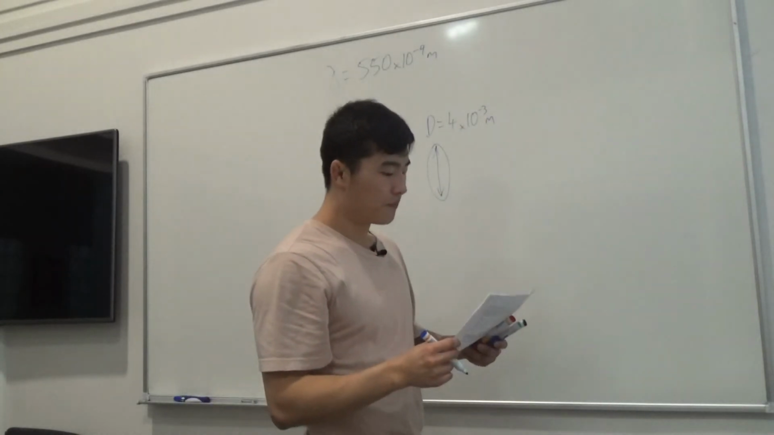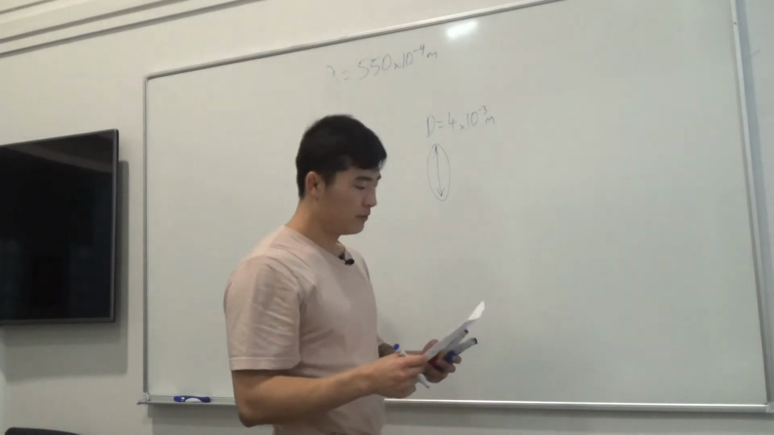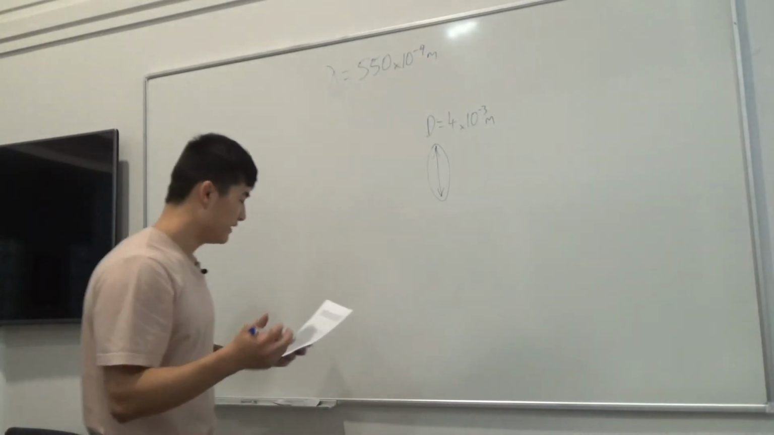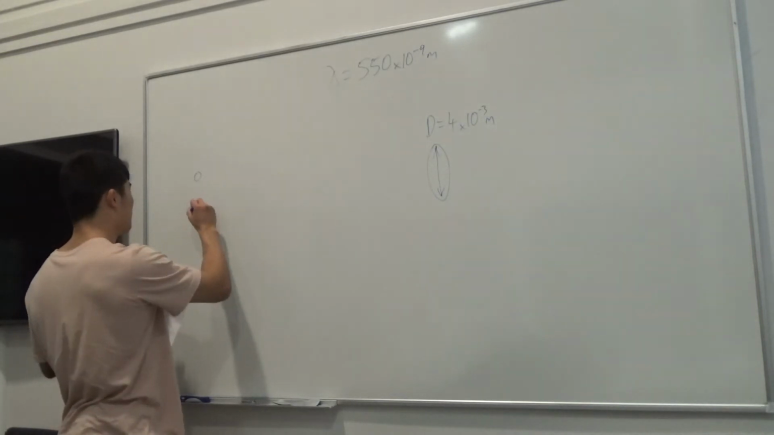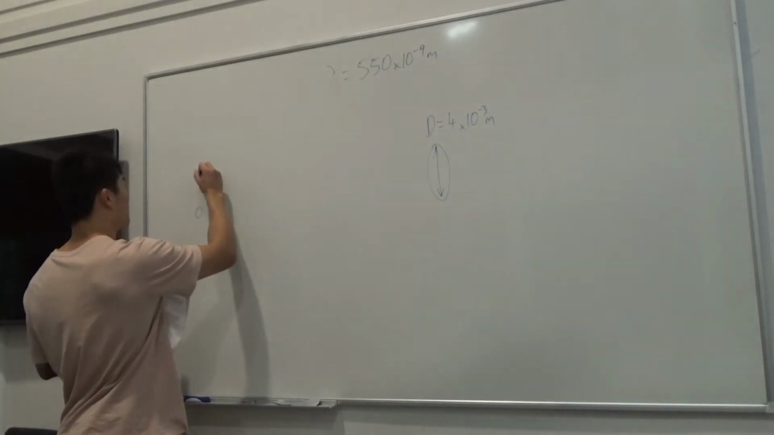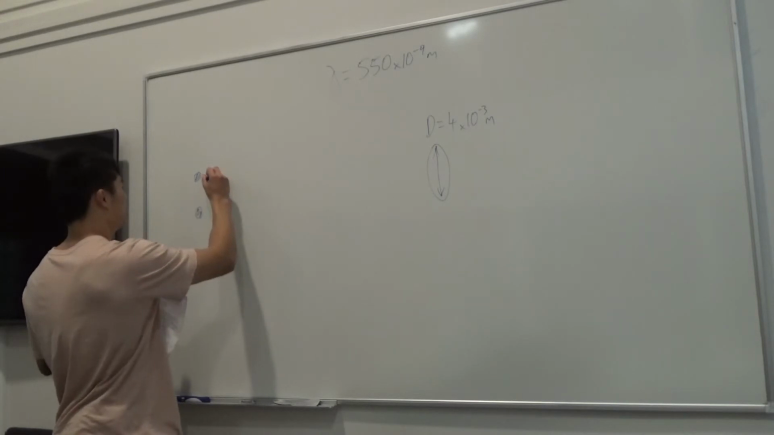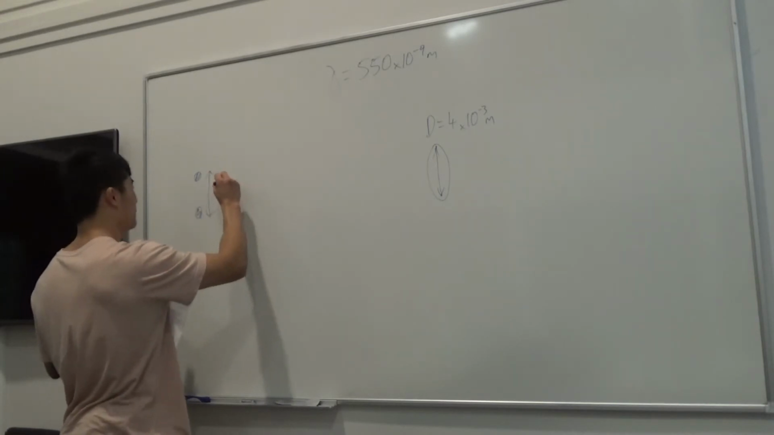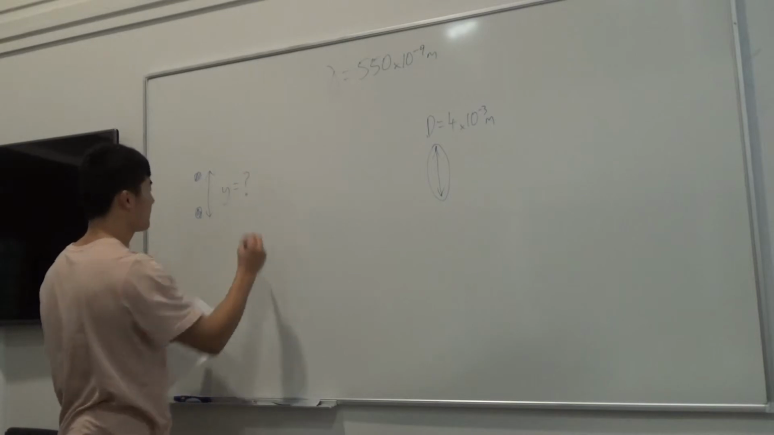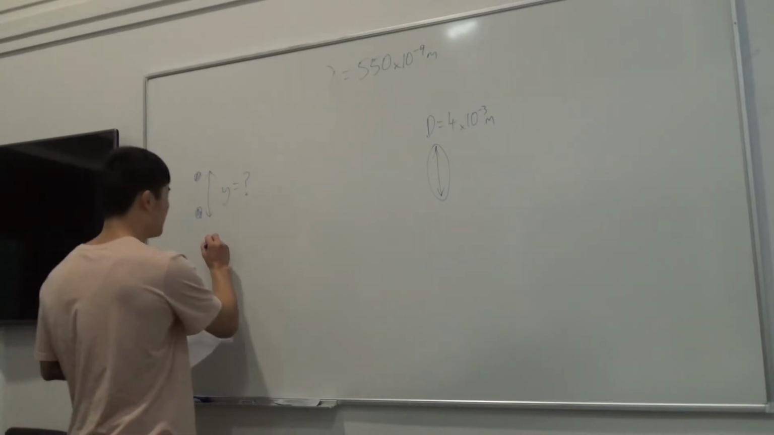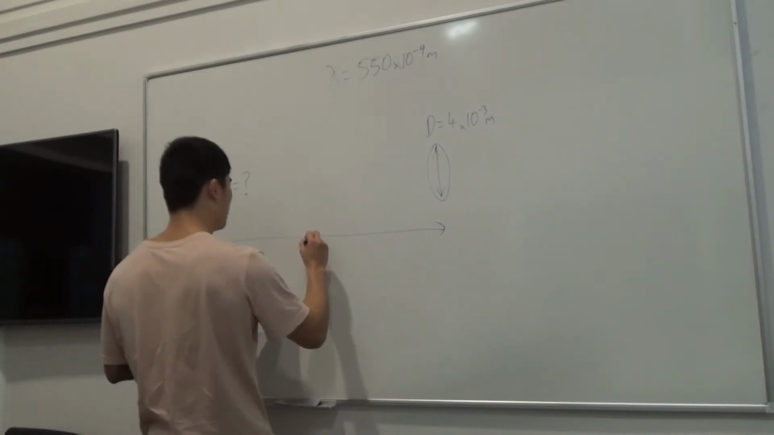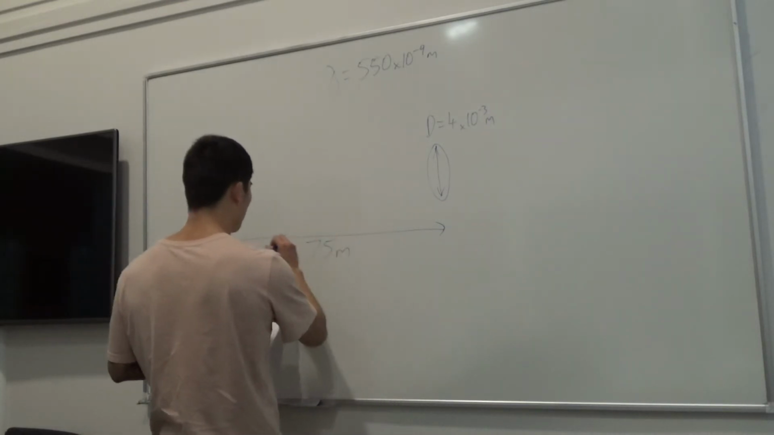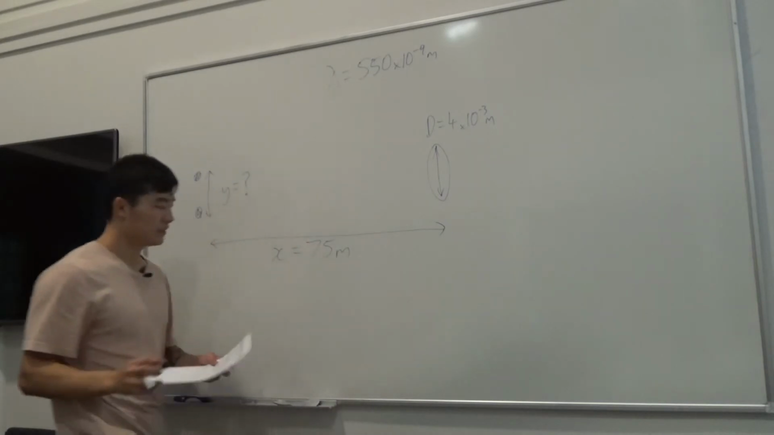And you want to find out the smallest separation between features on a face. That is, you want to find out the distance between, let's say, the eyes. So y is equal to question mark. And that person is 75 meters away. So this is x. Okay.